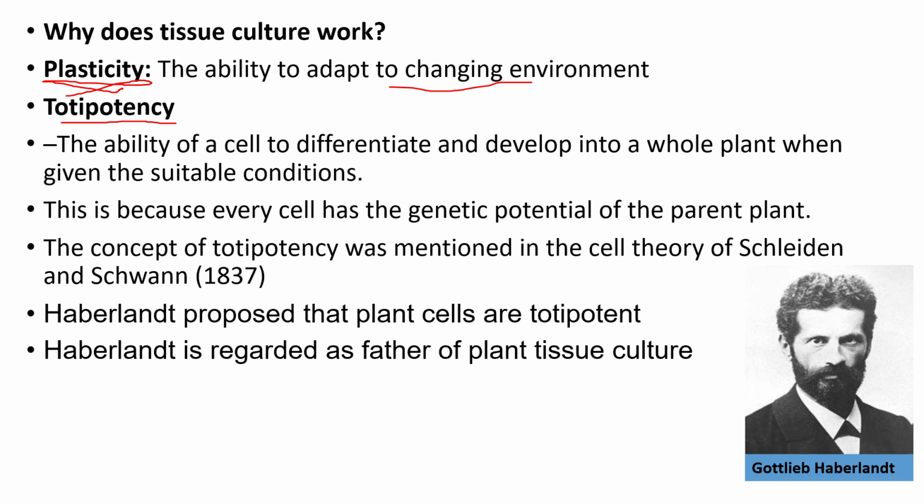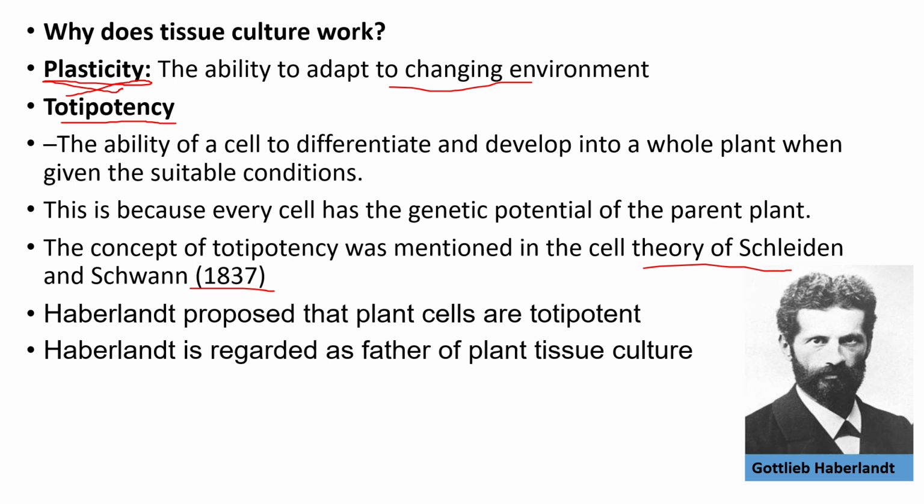So why is this cell able to differentiate and develop into a whole plant? Because every single cell has the genetic potential of the parent plant. So this ability of a cell to differentiate and develop into a whole plant, when we are placing it in a growing media, is termed as totipotency. And this totipotency concept was also mentioned in the cell theory by Schleiden and Schwann in 1837.